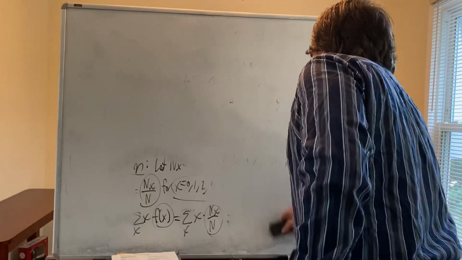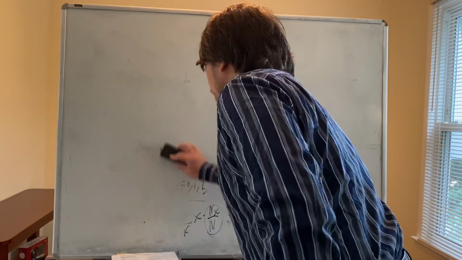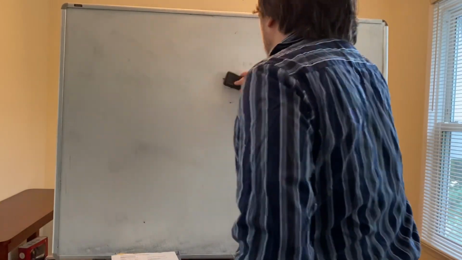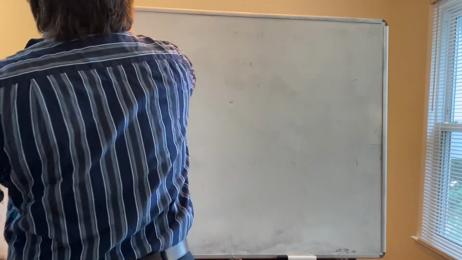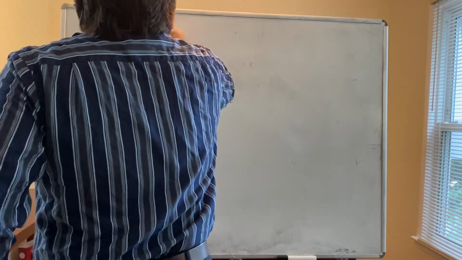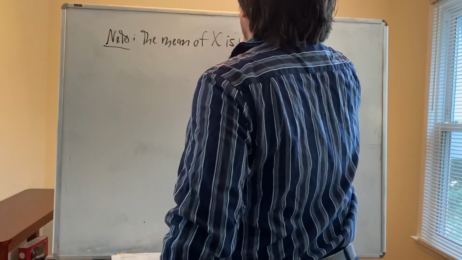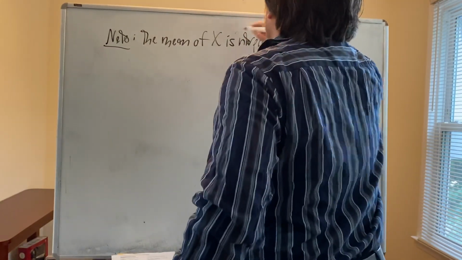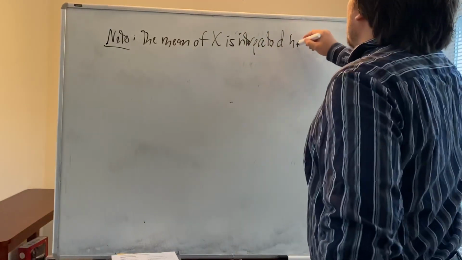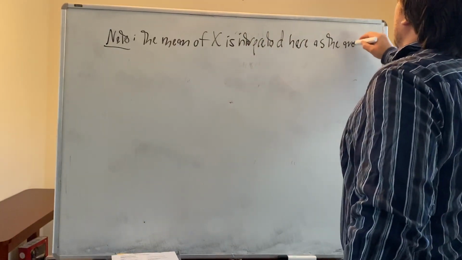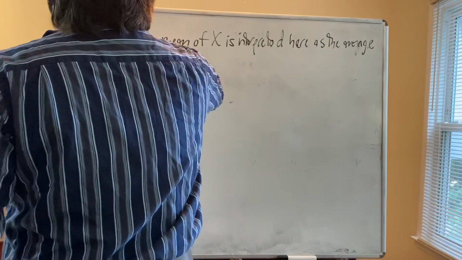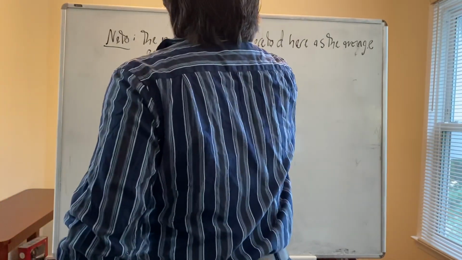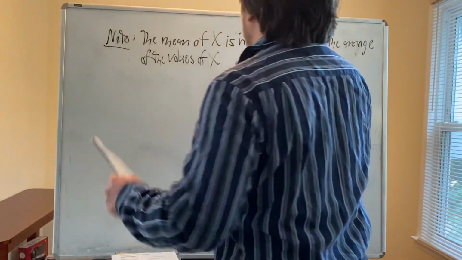Right? So you wouldn't necessarily just take the average of the values of x. It would be the average weighted by the frequencies of the values of x. So let me write that down. So technically, the mean of capital X is interpreted here as the average of the values of capital X weighted by their frequencies.